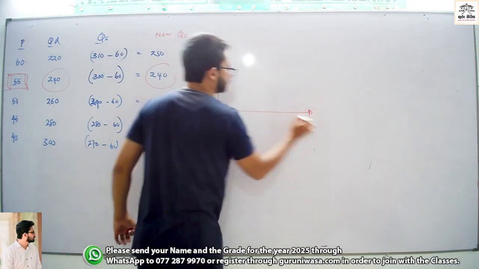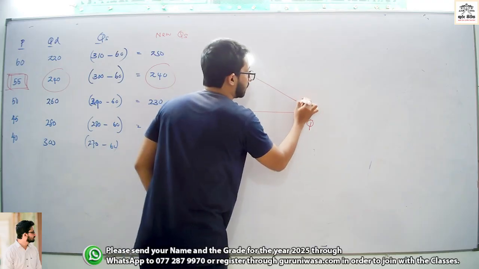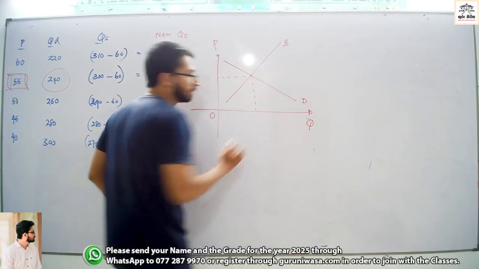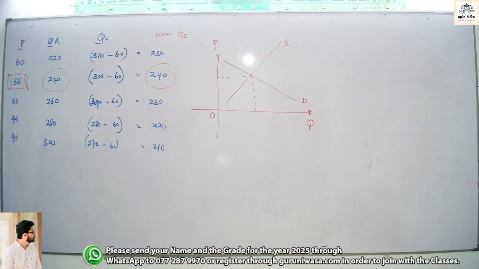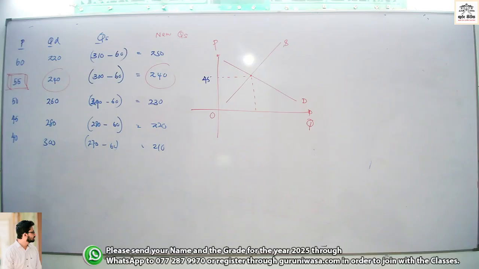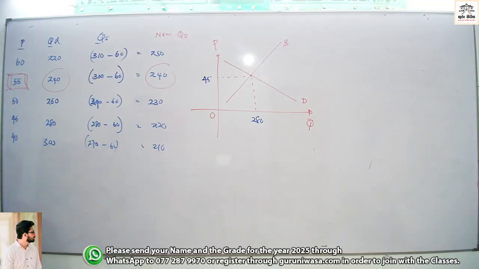This is price, quantity, 0. Demand curve, supply curve. This is the original equilibrium price. How much is the original equilibrium price? 45. Equilibrium quantity, original one, 280. Yes, very good. Now what happens? Now suppliers reduce the supply by 60 units. Remember, when supply reduces, what happens to the supply curve?